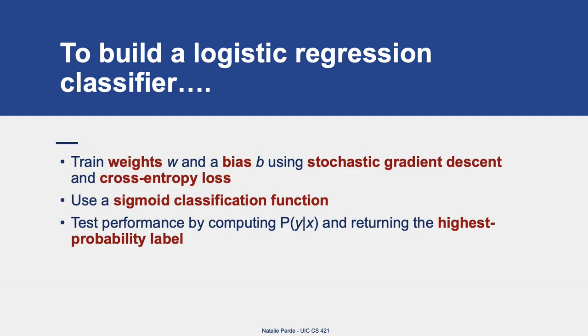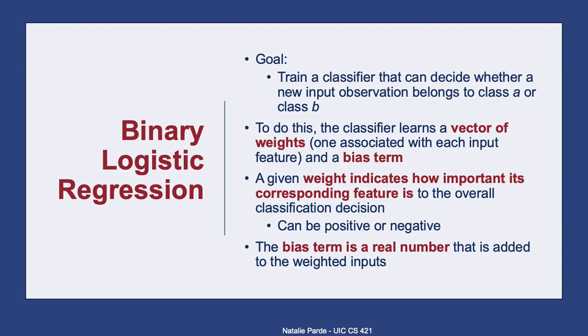A logistic regression classifier trains a set of weights W and a bias value B using stochastic gradient descent as an optimization function that minimizes the cross-entropy loss. The classifier uses a sigmoid classification function and returns the highest probability label associated with an input instance. The goal in doing this is to build a classifier capable of accurately deciding whether a new input observation belongs to class A or class B.